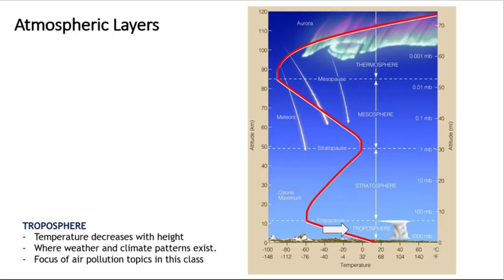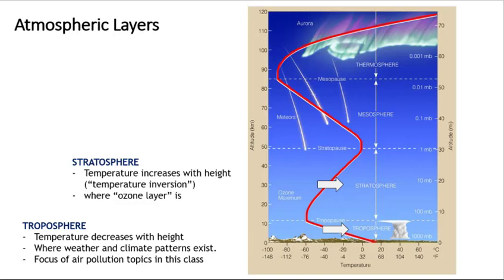The lowest layer, roughly within the first 10 to 15 kilometers above the surface, is called the troposphere, where temperature typically decreases with height. This is the layer where Earth's weather and major climate systems exist, and of course is also where we live. In this sense, the troposphere is the most important layer and will be the focus of this class when we study air pollution in more depth.